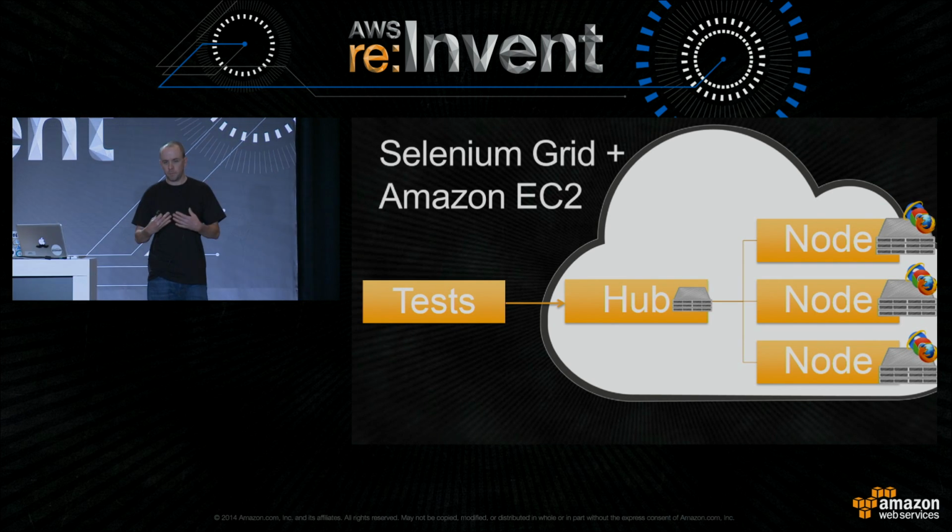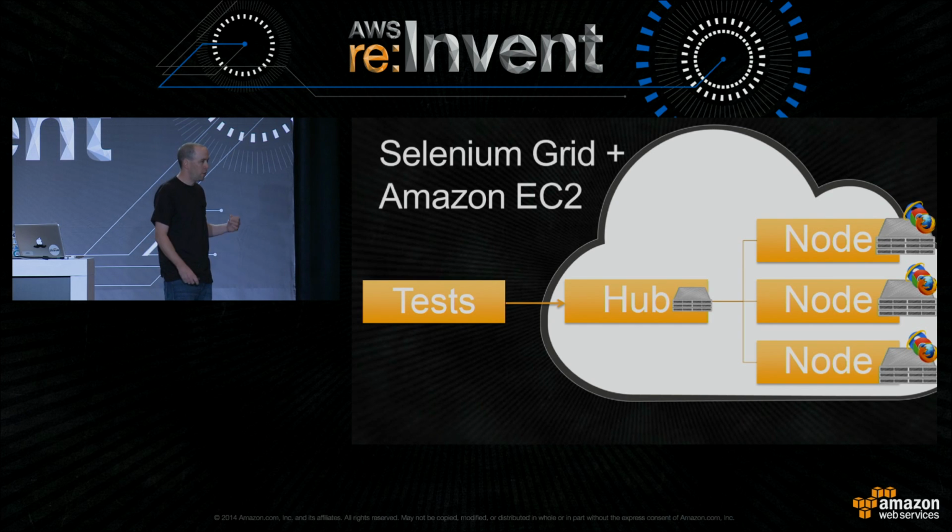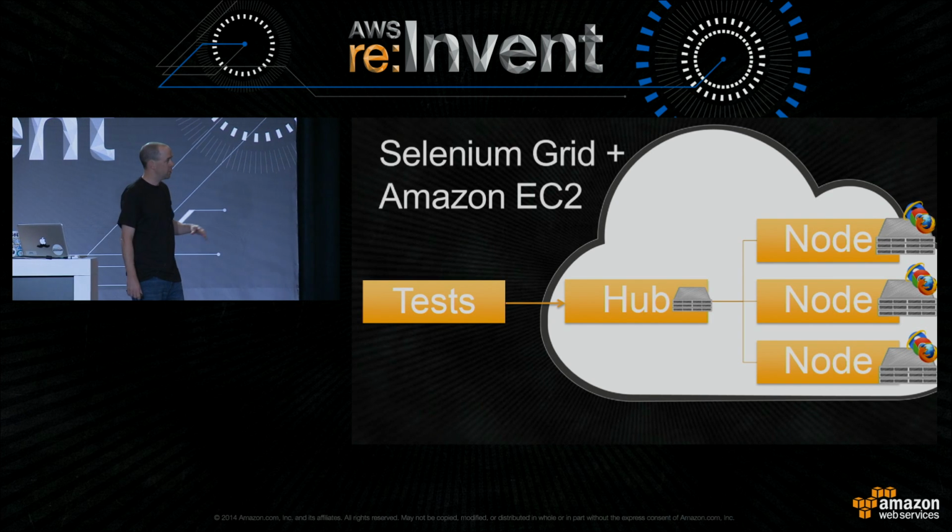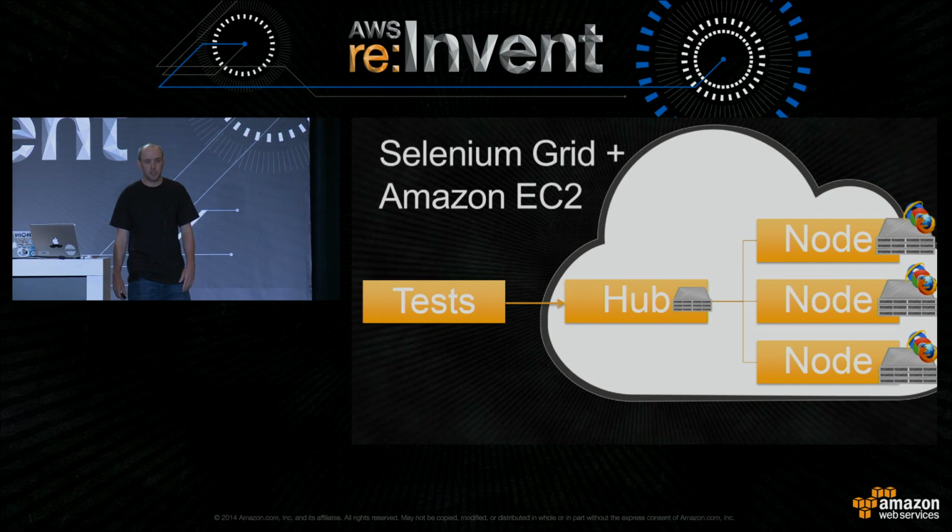So my team, I'm a quality assurance manager. I manage quality assurance engineers. My team's core competency isn't in building physical hardware, so I wanted to offshore as much of that as I could. That's why we looked at using Amazon EC2 for hosting of our grid. So what we've done is we've moved the hub and the various different browser nodes into EC2.